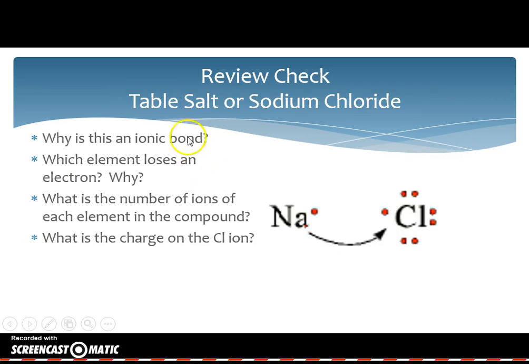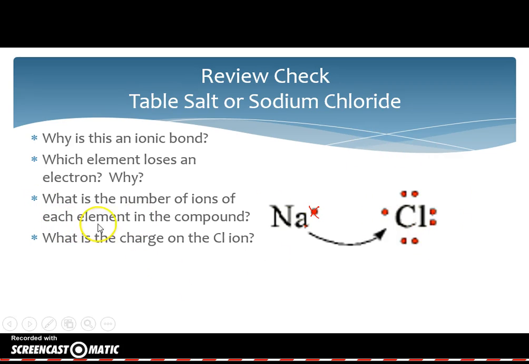So just a review. Why is this an ionic bond? Well, that electron is being transferred. We get that positive and negative charge. Which element loses the electron? Well, think, which one's the metal? So this guy's the metal. He's going to lose it. Why? That's going to complete his octet. So when this electron is gone, it's no longer there. It's now in the next inner circle that's full.